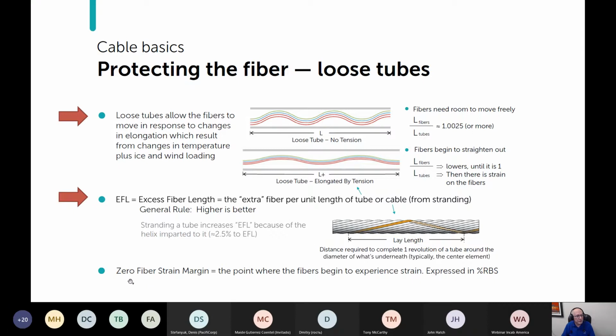Also from this, you get zero fiber strain margin, and that's the point when this ratio has gotten to 1 and the fibers are beginning to experience strain. It's usually expressed in terms of percent of the rated breaking strength of the cable. Please keep these concepts in mind. They'll come up later in the presentation.